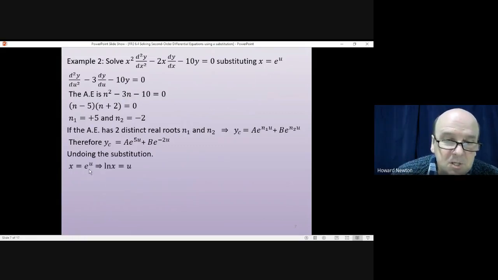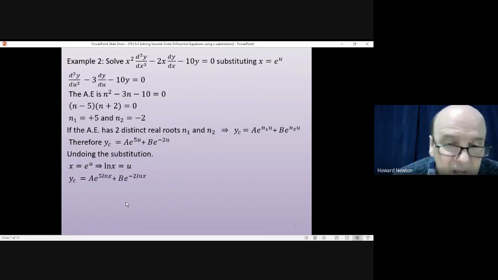If x equals e to the u, we take logs of both sides. So that'll give us log of x on the left-hand side, and then log of e to the u. The log and the e are inverse functions. They cancel each other out, and that is just u. So u equals log x. We substitute that into here and here, which will give us a complementary function, ae to the 5 log x plus be to the minus 2 log x.